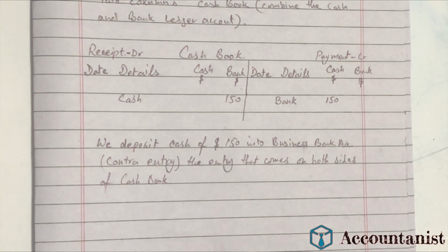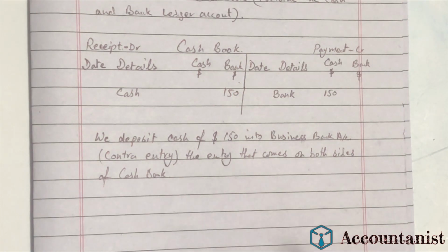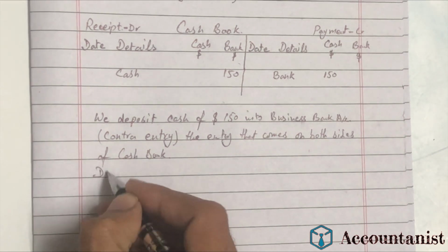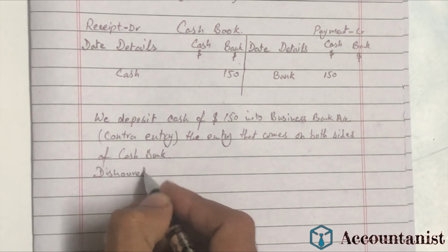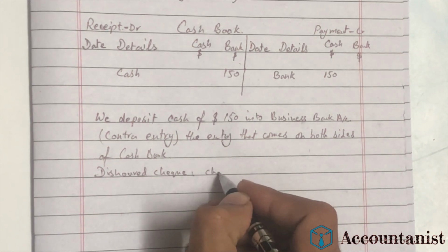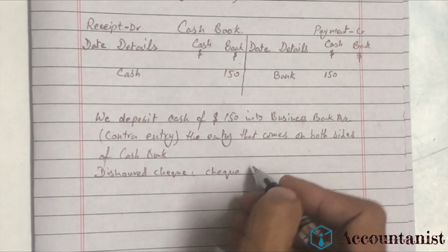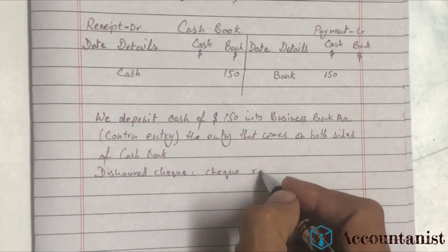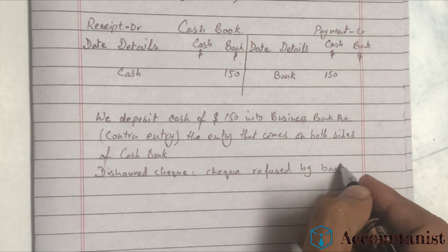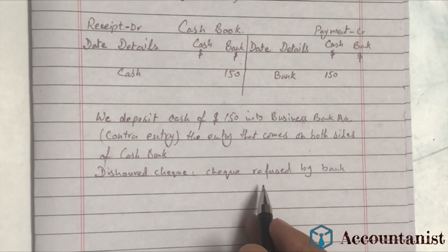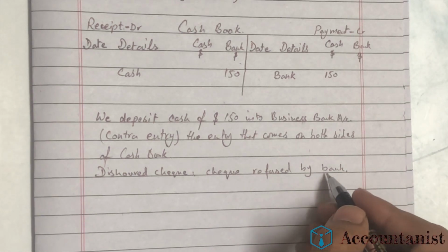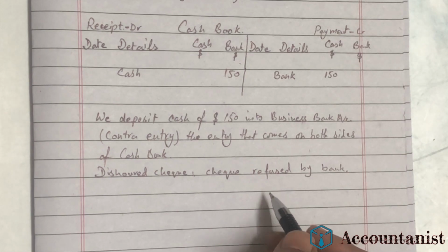Now the next entry that we usually get in the cashbook question is the dishonored check entry. A dishonored check means a check that is rejected or refused by a bank to clear. If a check is refused by the bank, that means the check is bounced back, so the check is returned to the person who presented this check.